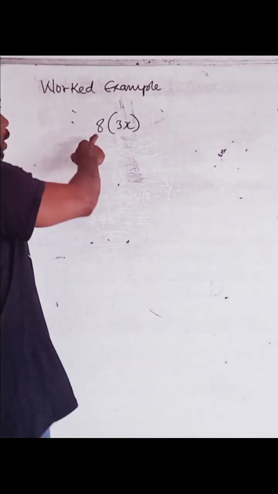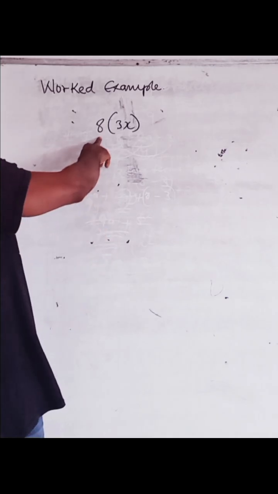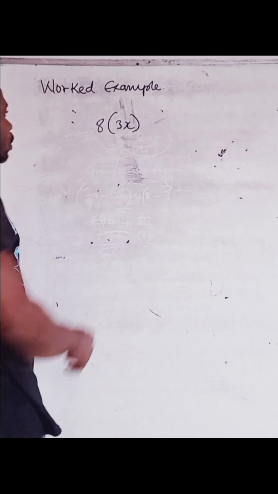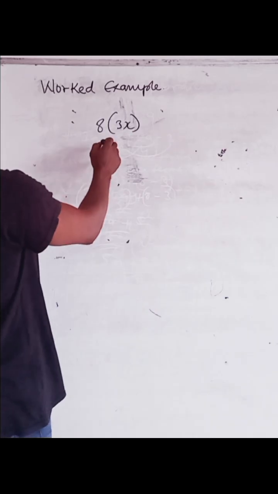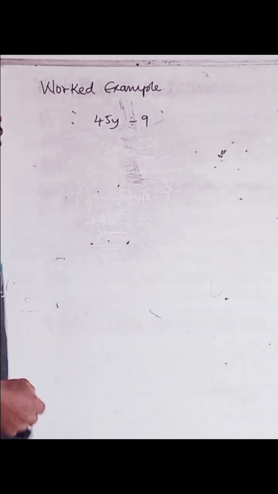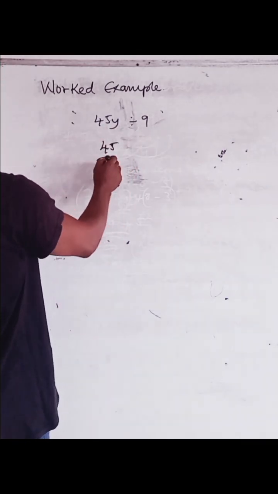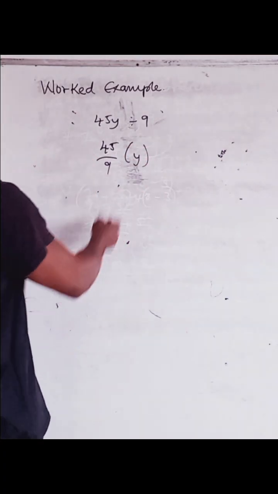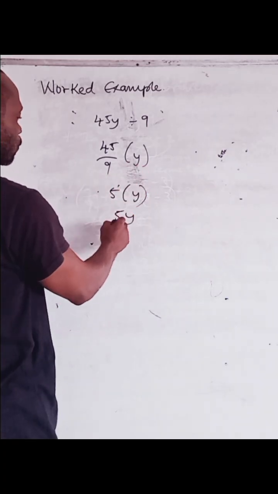Look at this expression, 8 multiplied by 3x. So we are asked to use 8 to multiply the expression 3x. So what do we do? We use 8 to multiply the coefficient of 3x, and the result is 24x. Next, 45y divided by 9. This expression is the same thing as 45 all over 9 multiplied by y. 45 divided by 9 is 5. 5 multiplied by y is equal to 5y.